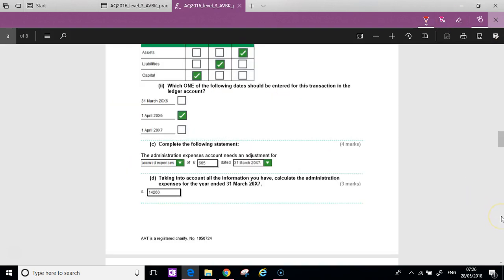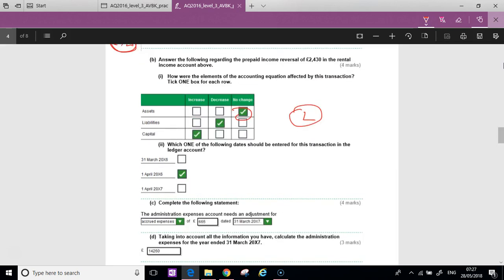Let's look at the next bit, which says, how does this affect these things? Well, it doesn't affect assets because we're talking about the fact that this is a liability. Once upon a time you had a liability, prepaid income. Once you reverse this liability, once you take the 2,430 out of here and put it in your rental income, you reduce the liability straight away. So the liability disappears. That's why this decreases.